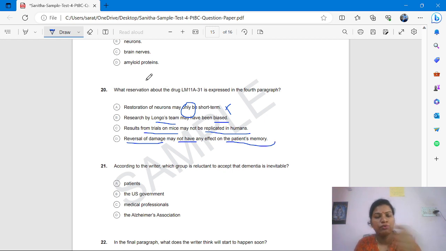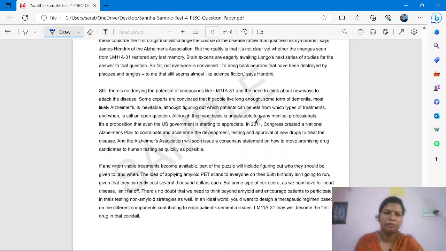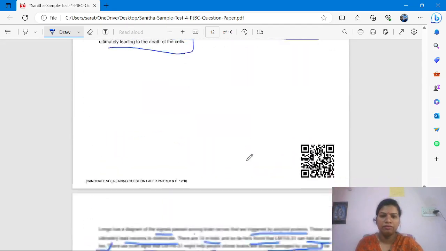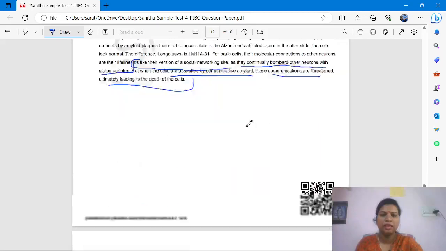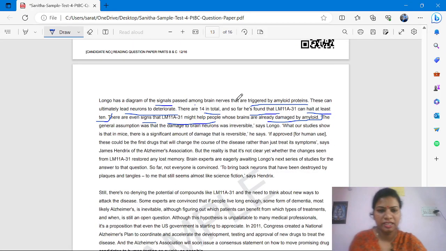What reservation do we have to find? What reservation about the drug LM11A31 is expressed in the fourth paragraph? So we have to come to the fourth paragraph. What is the fourth paragraph? 1, 2, 3. This is the fourth paragraph. Here we got the previous answer, so we can read from here.